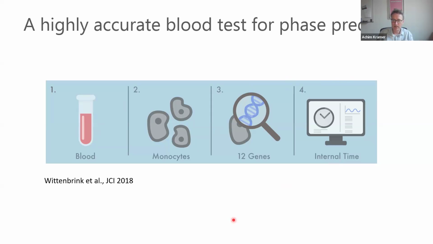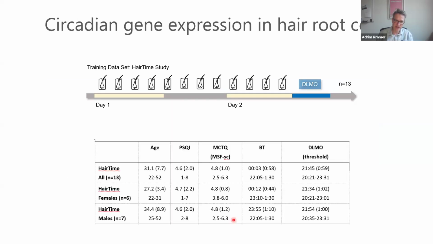So we developed a novel assay, which is based on hair root cells. In hair roots, there are also living cells, and as I told you, every living cell contains a circadian clock machinery. And now I would like to walk you through how we develop such tests. And basically what I describe now is also in principle done for the blood test.